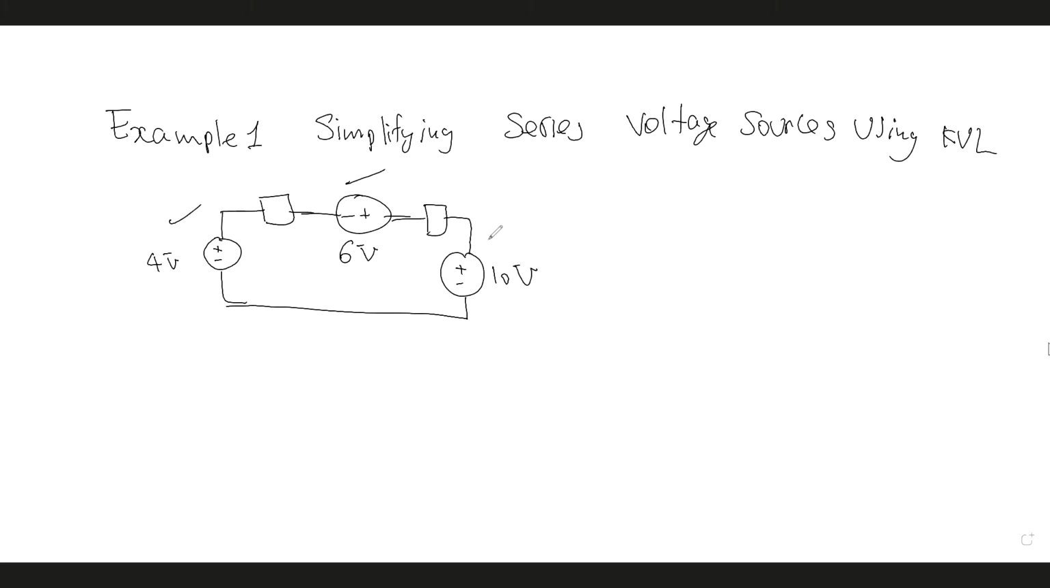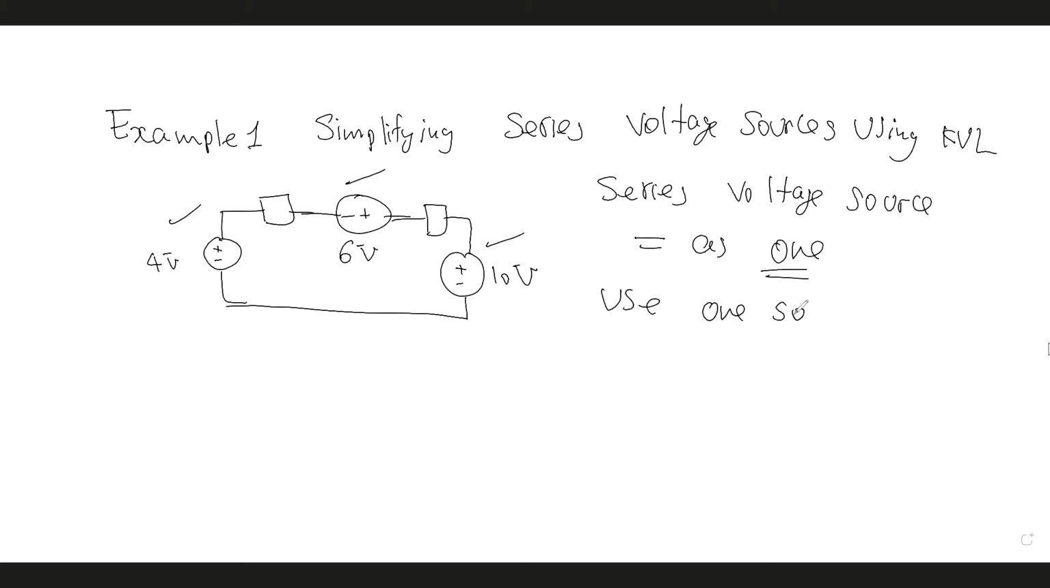Voltage sources are connected in series. Series voltage sources can be combined as one in order to simplify the circuit. However, you have to determine how you want it. Okay. Use one source as a reference. You can choose any of them. For example, I'm going to use this one as a reference.